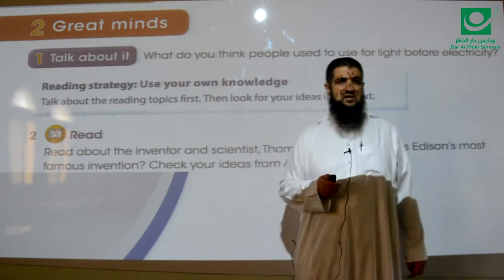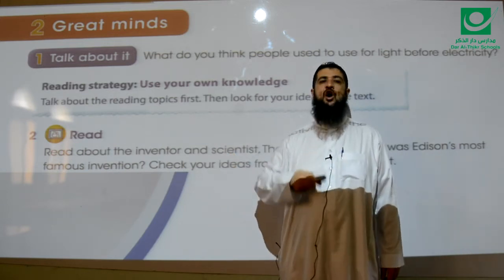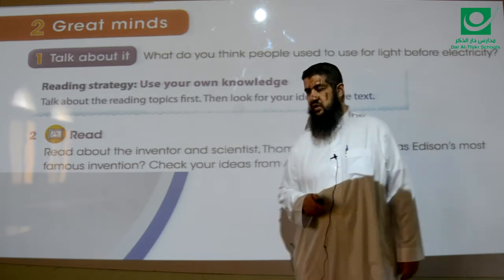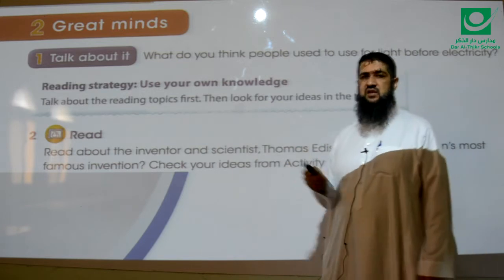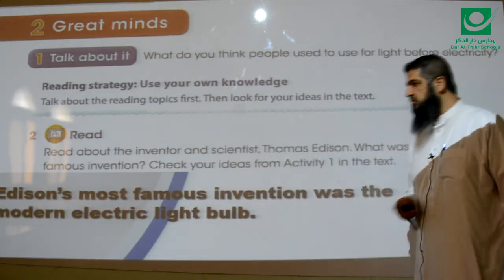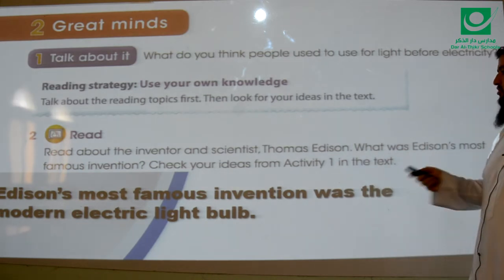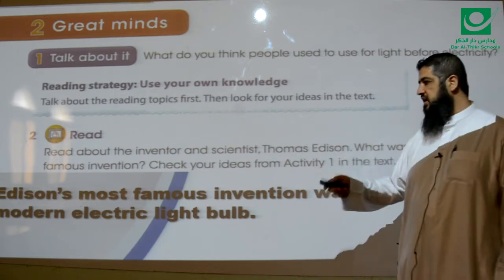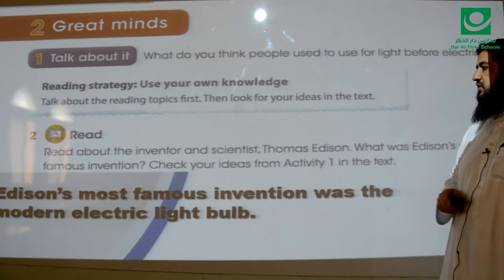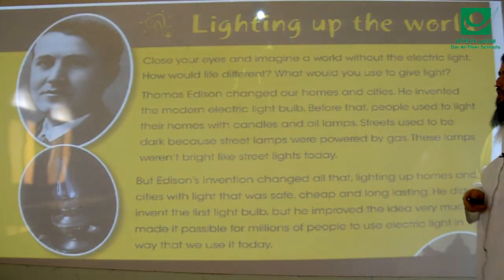You will be amazed by a sentence which says that he invented more than 1,000 inventions. Okay, but the most famous invention of Thomas Edison is the light bulb. As you can see here, according to the reading, Edison's most famous invention was the modern electric light bulb. But as I said, it's not the only thing.